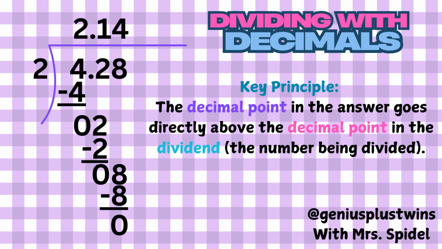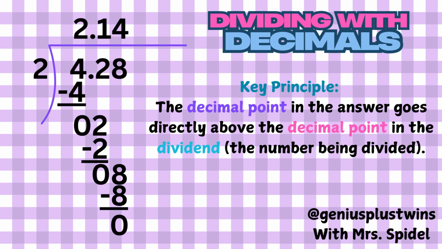First, we're going to solve 4.28 divided by 2. In step number 1, you're going to set the problem up like you normally would. Then, divide as usual, putting the decimal point in the answer right above where it is in the dividend. Let's break down how we would do this.